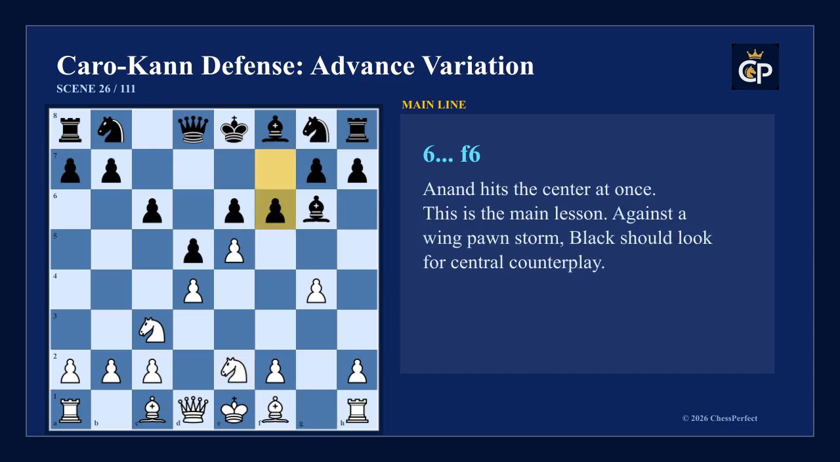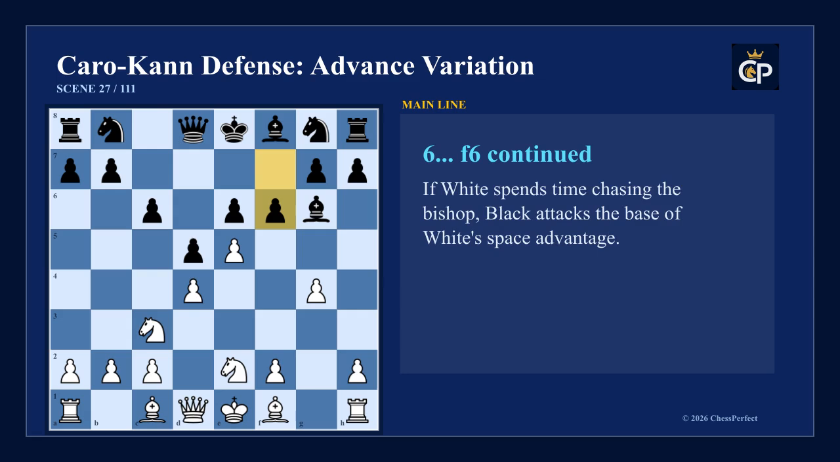f6. Anand hits the center at once. This is the main lesson. Against a wing pawn storm, black should look for central counterplay. If white spends time chasing the bishop, black attacks the base of white's space advantage.